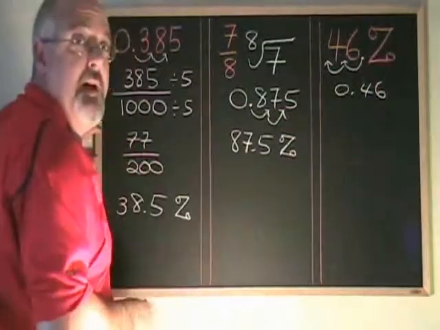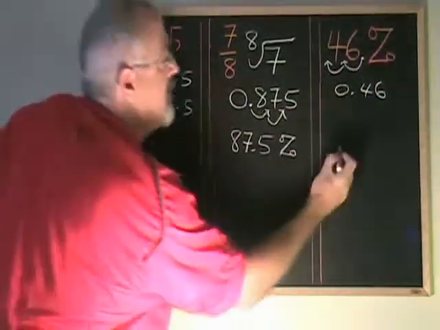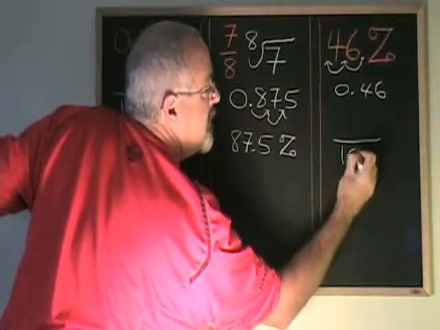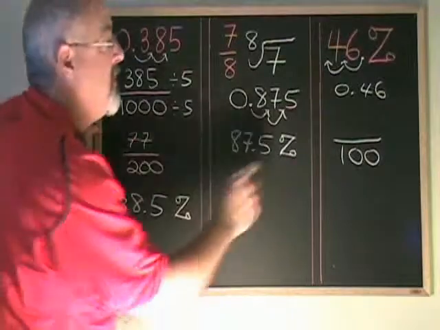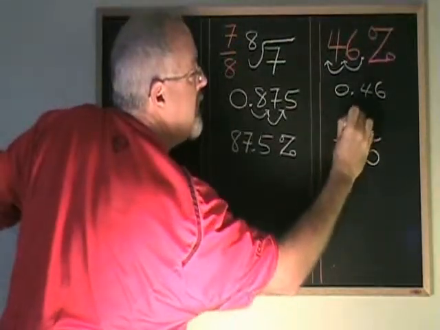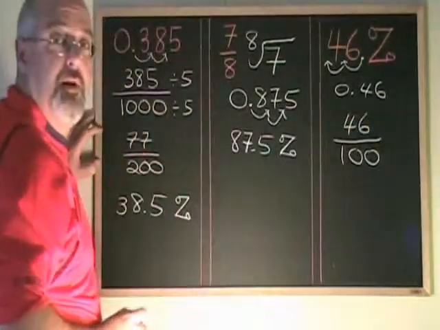To convert a percentage into a fraction is easy. Percent means out of 100. So what we do is we write a fraction with 100 as the denominator, and whatever we have as our percent goes in the numerator. 46% means 46 over 100.